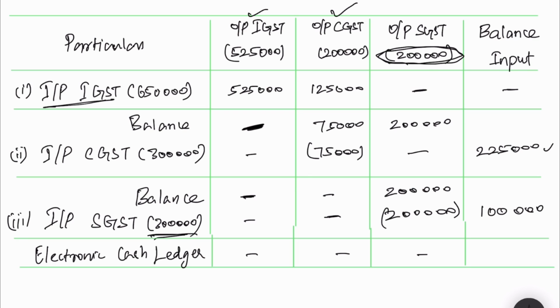In our case, we don't have any balance left over, as this output IGST also was not sufficient, output CGST was also not sufficient, output SGST was also not sufficient to meet their respective inputs. So we don't have any output GSTs to be deposited to the government's cash ledger account. But inputs, we still have balance in CGST 2,50,000 that has to be set off with the next batch, and SGST 1 lakh that has to be set off in the next batch. Hope that would be clear.